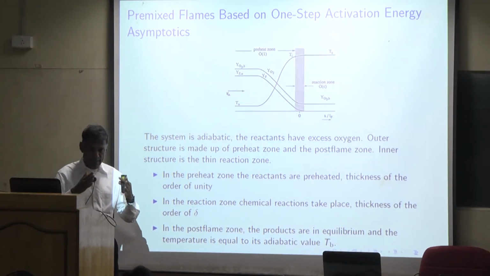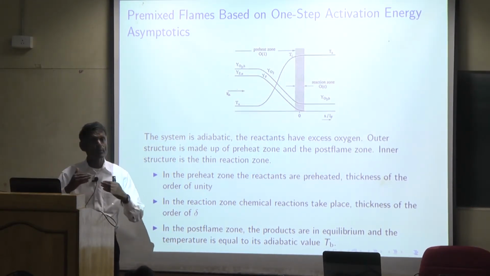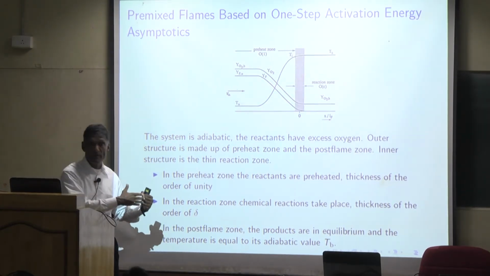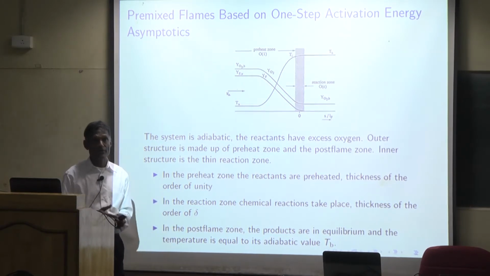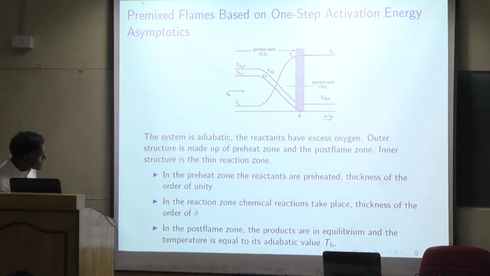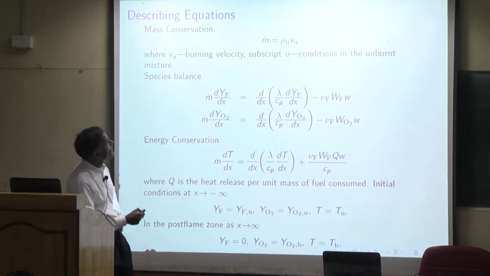And that is the key distinction between diffusion flames and premixed flames, okay? Diffusion flames are boundary value problems mathematically. These are initial value problems, completely different character altogether, okay? Now, the chemical reaction takes place in a thickness of the reaction zone, delta, because I already said that, okay? All right.